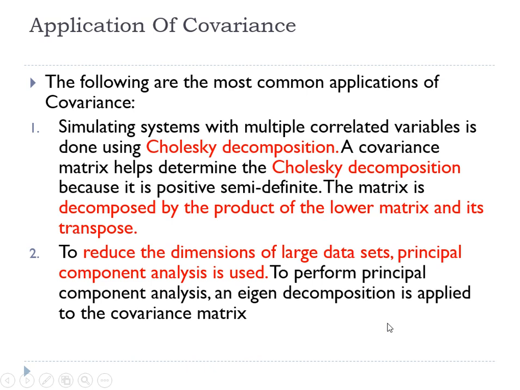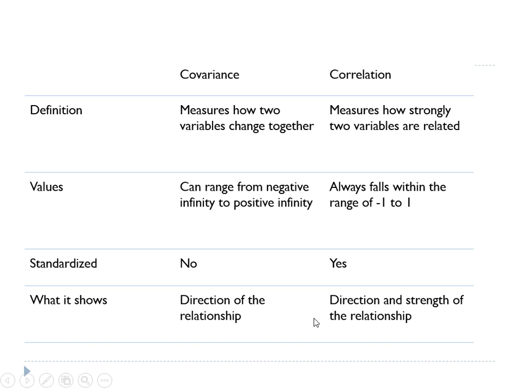I will also be using covariance when I'm working on PCA. PCA, a very important concept called principal component analysis, where the main purpose is to reduce the dimensions of large data sets. When I am doing principal component analysis, I'll be using eigen decomposition, where I will be using the covariance matrix. In the next few sessions, we will see PCA, and how we can do eigen decomposition using the covariance matrix. So these are the applications of covariance.